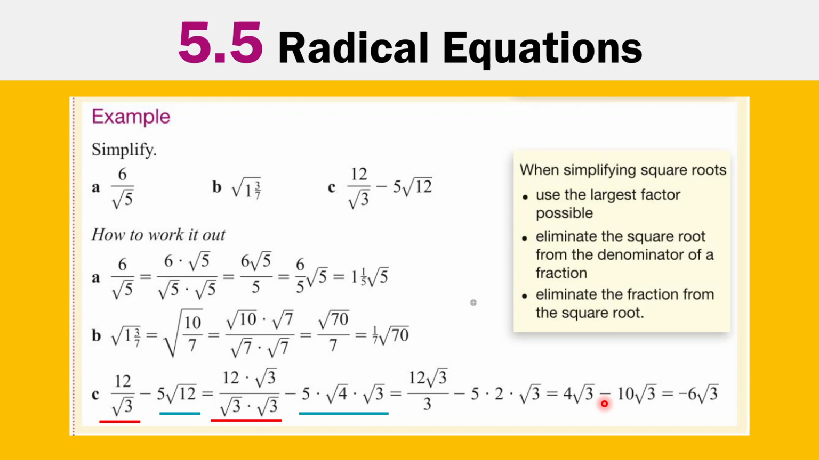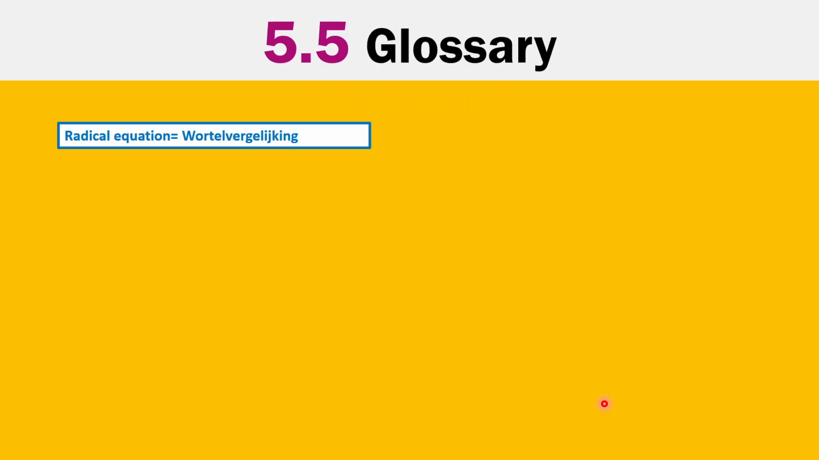Okay? And with that, we have also taken a look at the last theory bits of chapter 5, with the new word being radical equation, wortelvergelijking. I wish you good luck with practicing this, and of course, feel free to ask questions during the lesson or send me a message in the chat of Teams. Good luck to you all.